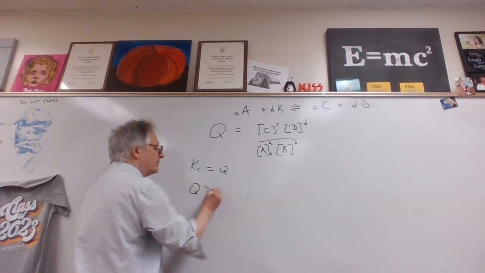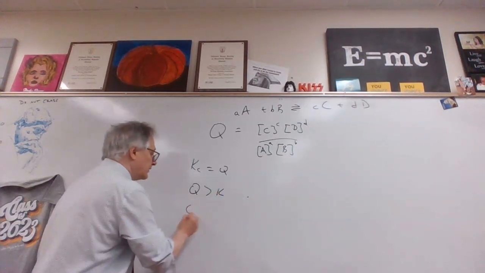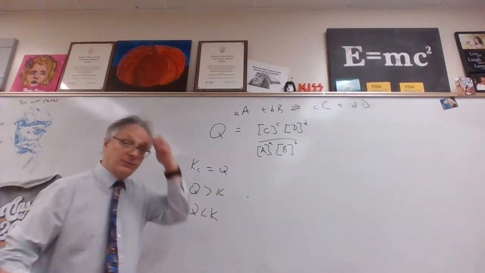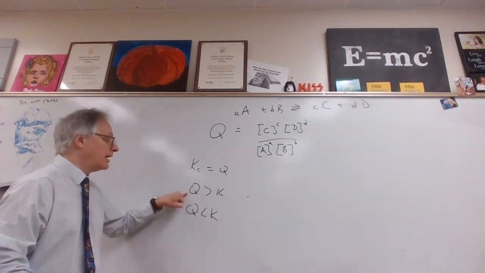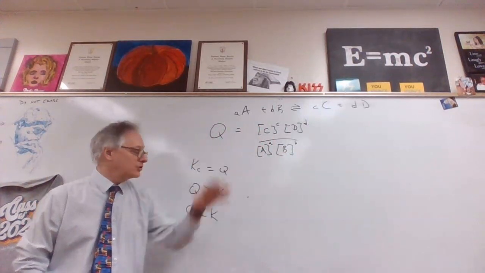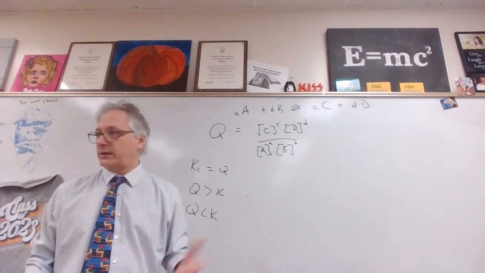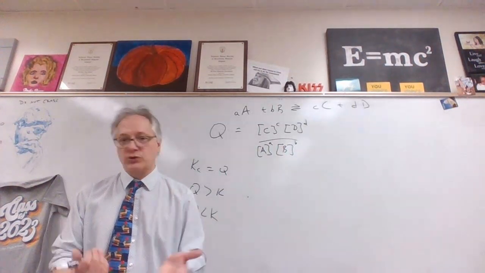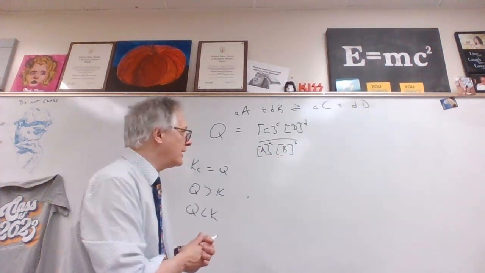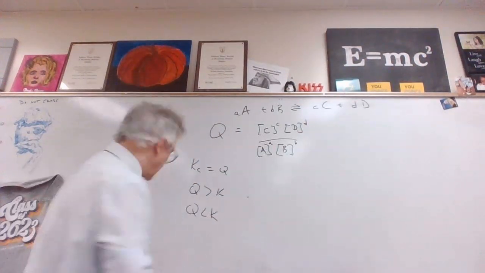If Q is greater than K, well, you're not at equilibrium. Likewise, if Q is less than K, you're not at equilibrium. If Q is greater than K, it means you formed too much product, so you're going to have to come back in this direction. And if Q is less than K, it means you're going to form more products. That's all. Reaction quotient should be pretty simple, pretty straightforward. So let's move on to today's topic.